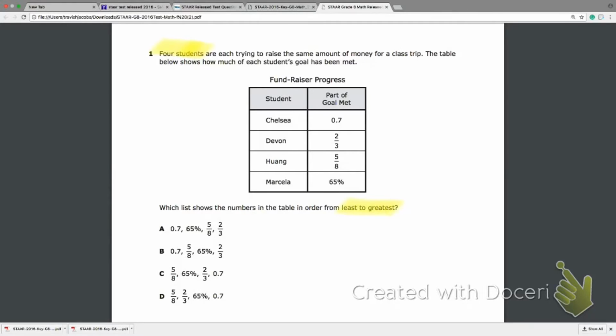Now, it says least to greatest. It will not always say least to greatest. It could say greatest to least. That's why it's important to read the question. So now what we're going to notice is that it's each one of these. It says Chelsea has met 0.7 of her goal. Devin's met 2/3 of his goal. Wang has met 5/8 of his goal, and Marcella has met 65% of her goal.